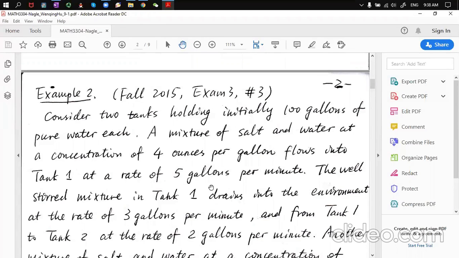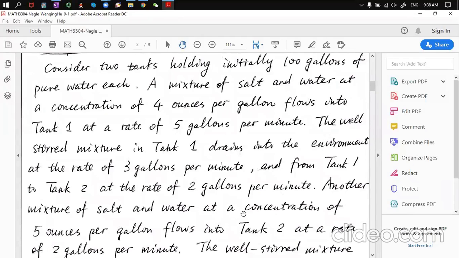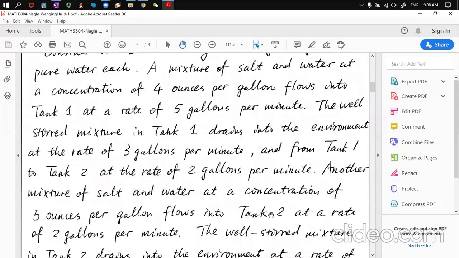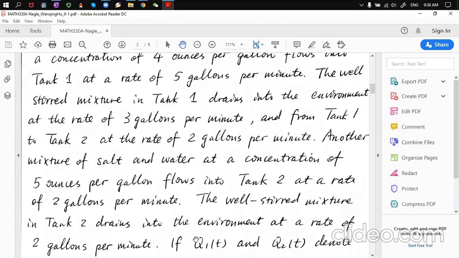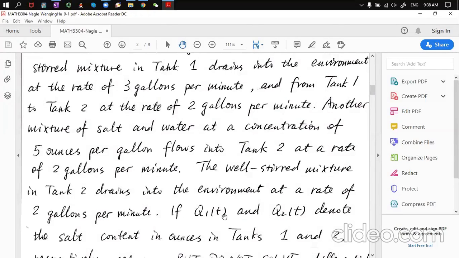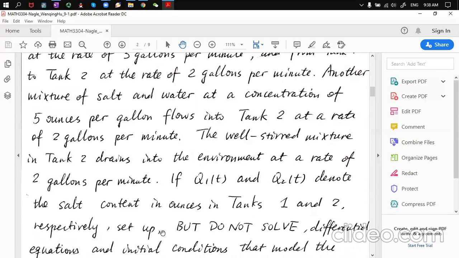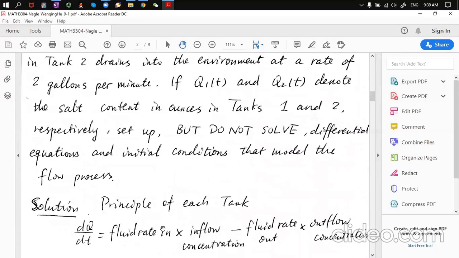So you're very familiar with this type of question, the tank problem, right? But here we have two tanks. The well-stirred mixture in tank 1 is going to drain into the environment at the rate of 3 gallons per minute, and from tank 1 to tank 2 at the rate of 2 gallons per minute. Another mixture of salt and water at a concentration of 5 ounces per gallon flows into tank 2 at a rate of 2 gallons per minute. The well-stirred mixture in tank 2 drains into the environment at the rate of 2 gallons per minute. If Q1(t) and Q2(t) denote the salt content in ounces in tank 1 and 2, respectively, can you set up, but do not solve, the differential equations with initial conditions that model the flow process?